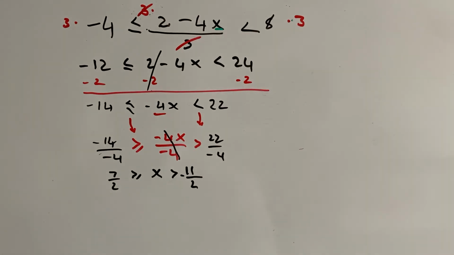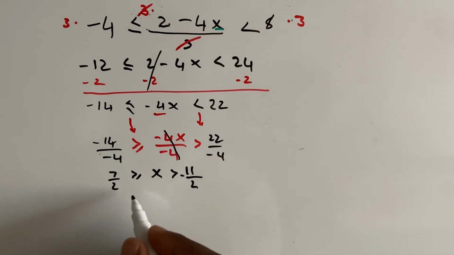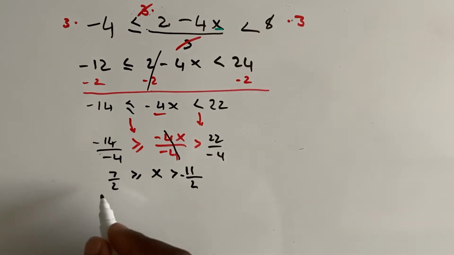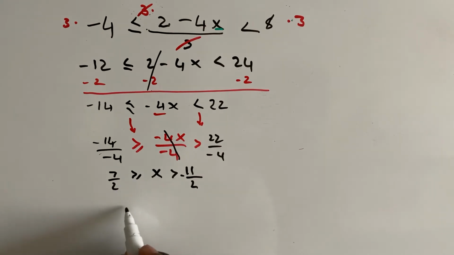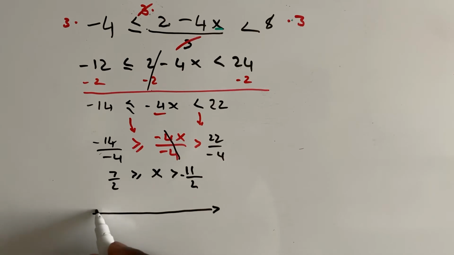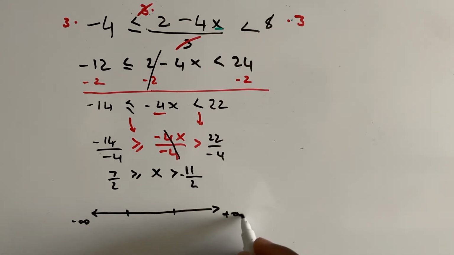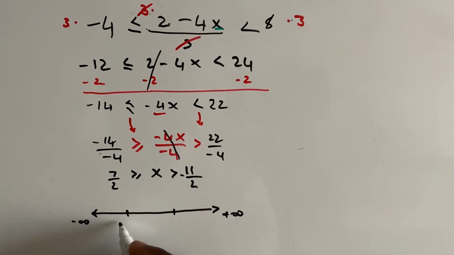And so now what you have to do, you have x, so you can actually write the answer in interval notation. So as you can see, 7 over 2 is greater than x. X is between 7 over 2 and negative 11 over 2. If you can't see what's going on here, it's always better to draw your number line, okay, as I'm doing here. So this is from negative infinity to positive infinity. I'm gonna put the two numbers I have here, the lowest right here, which is negative 11 over 2, the highest here, 7 over 2.